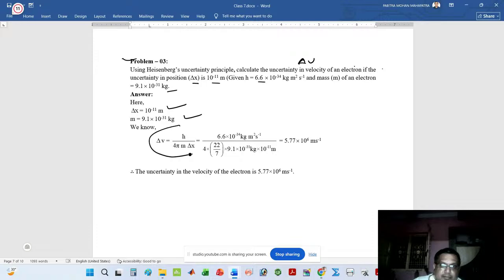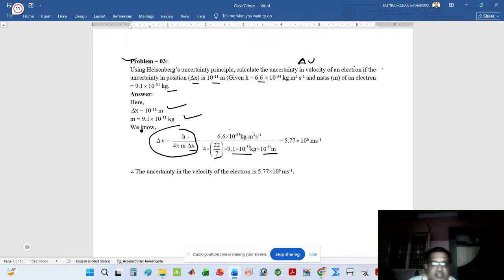This is the formula: del v = h by 4 pi m del x. Put the value of del x, that is 10 to the minus 11 meter. M is the mass of electron, that is 9.1 into 10 to the minus 31 kg. Put the value of pi, that is 22 by 7. Put the value of h, that is 6.6 into 10 to the minus 34 kg meter square second inverse.